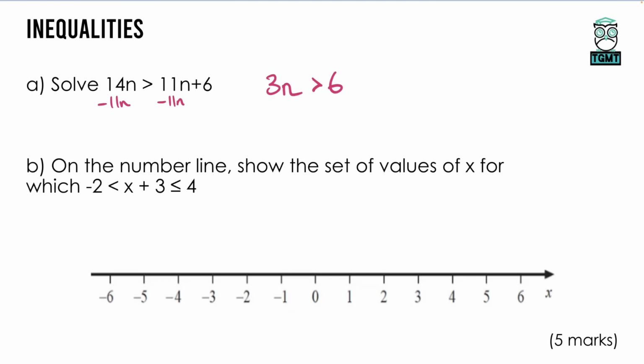14 take away 11 just leaves us with the 3n. Here, this does divide nicely. We're going to divide by 3, so we get n is greater than 2. And again, we're just dividing both sides by 3.